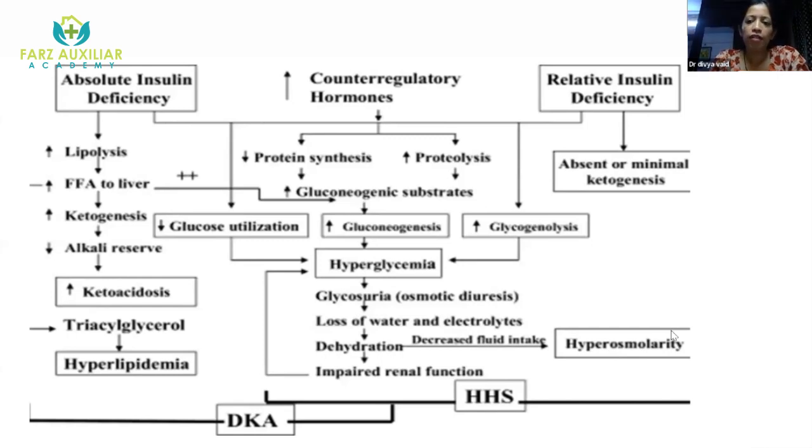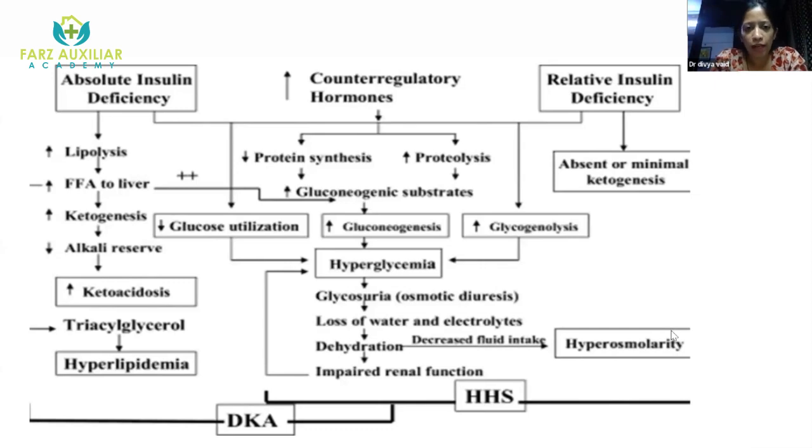How DKA differs from the hyperosmolar state is that HHS has a relative insulin deficiency, not absolute. So the ketoacidosis is not that severe. Ketogenesis is there, but it may be minimal. The common feature in both of these is that there are elevated counter-regulatory hormones, like your catecholamines, your cortisol, your glucagon levels, which increase. Because of insulin deficiency and increase in counter-regulatory hormones, there is an impaired glucose utilization in the peripheral tissues.